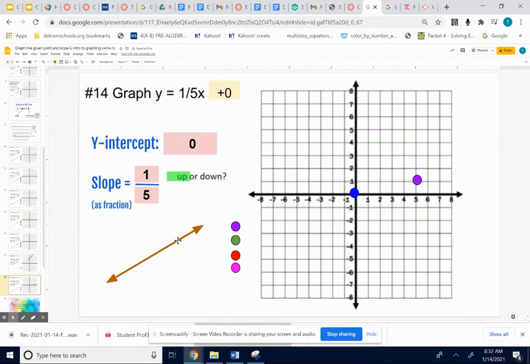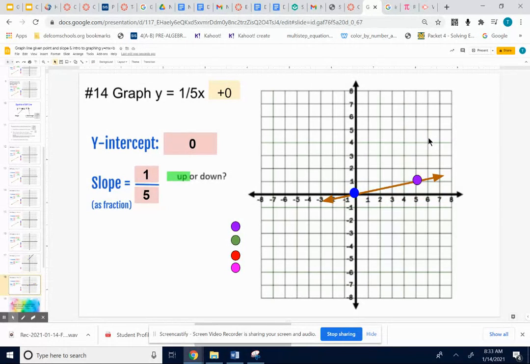Take my line. I have at least 2 points. That's good enough. Try to drag around my line so that it goes through both of them. So we started at 0 and we went up 1 over 5.